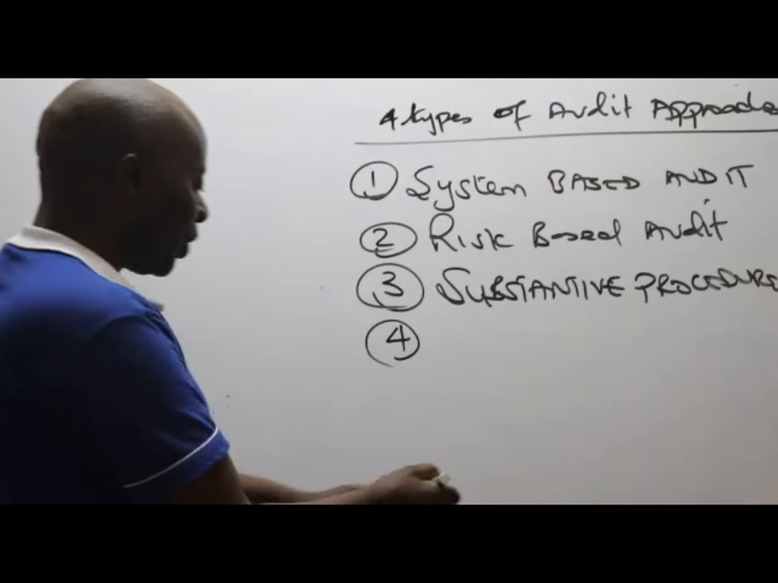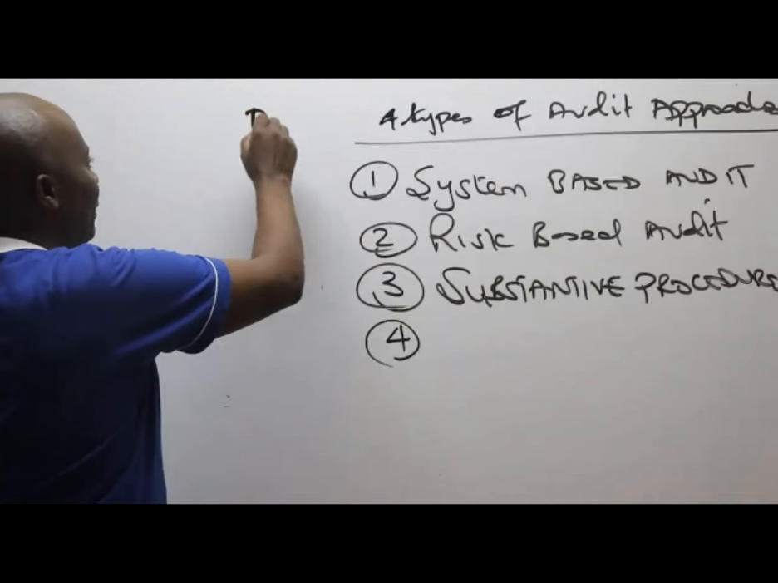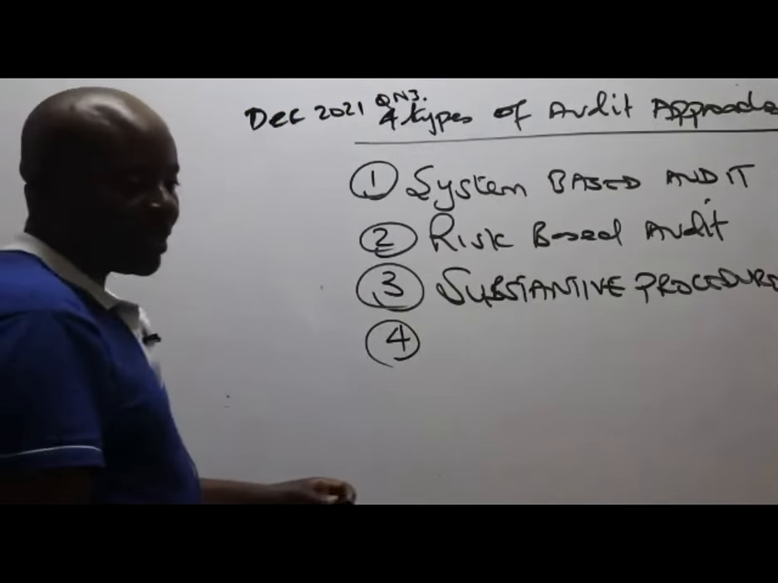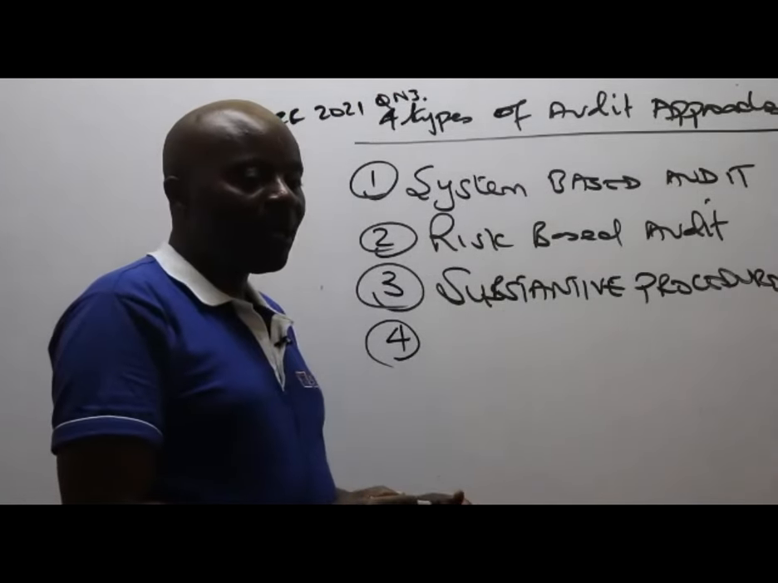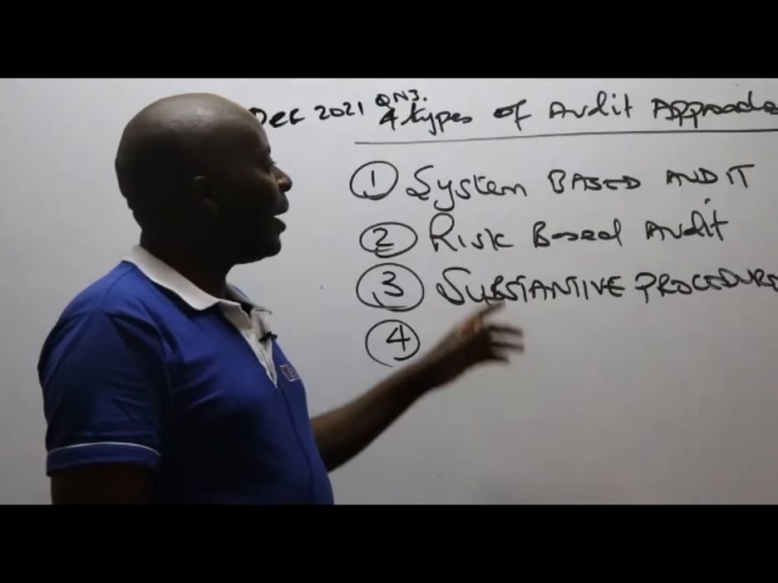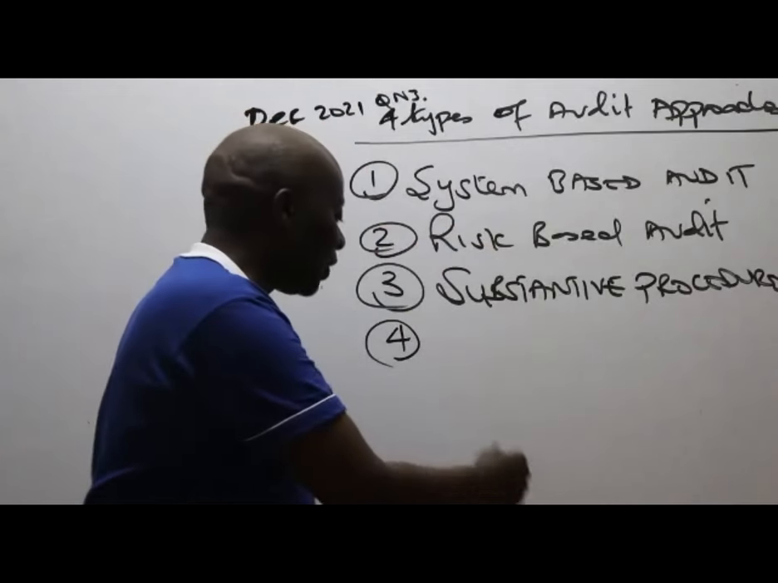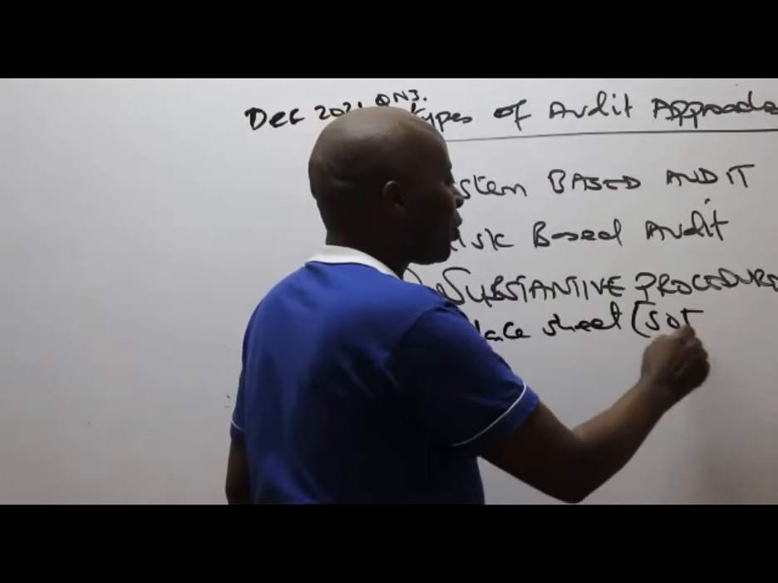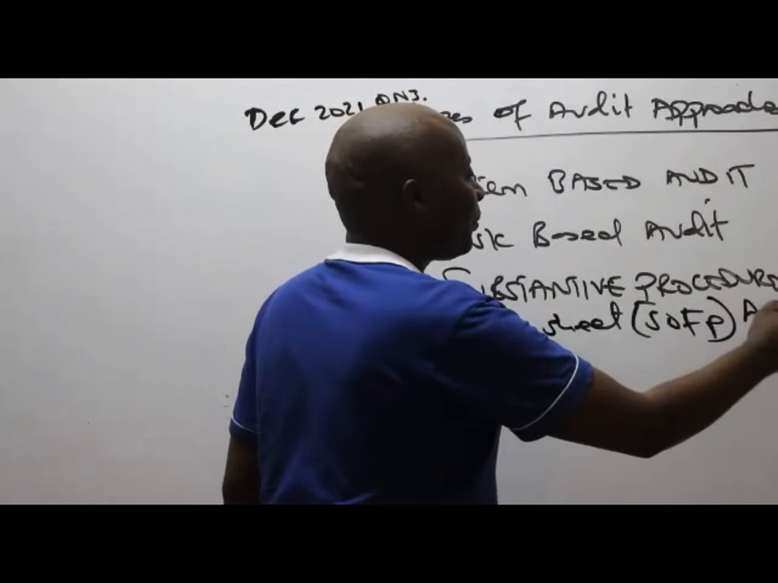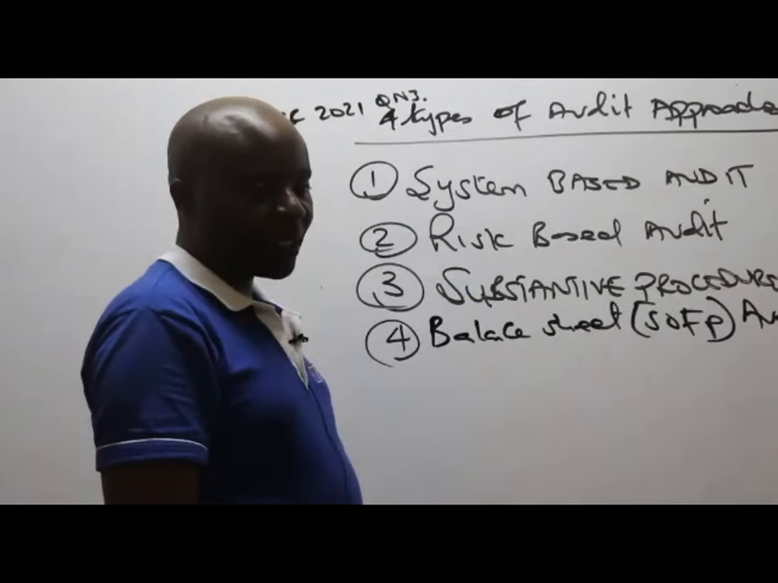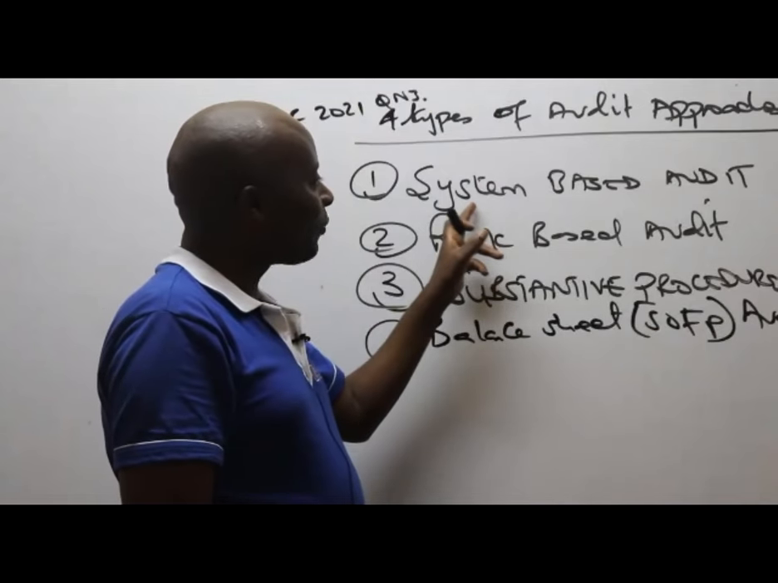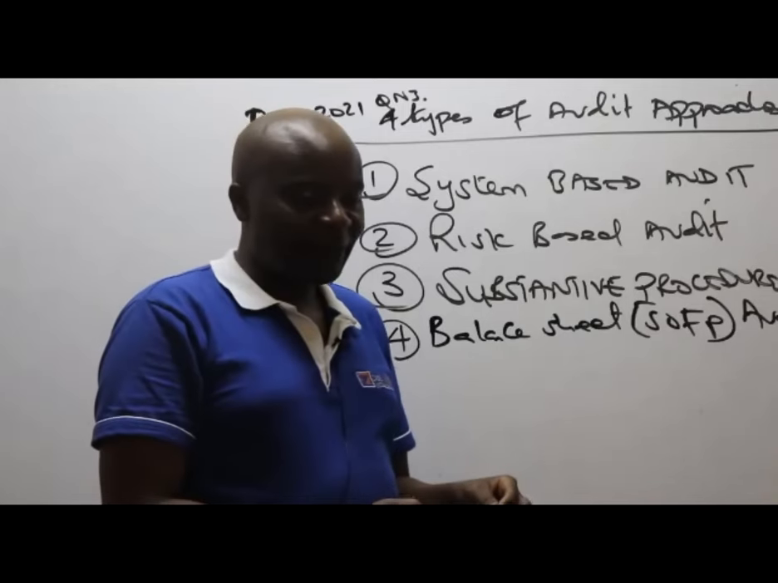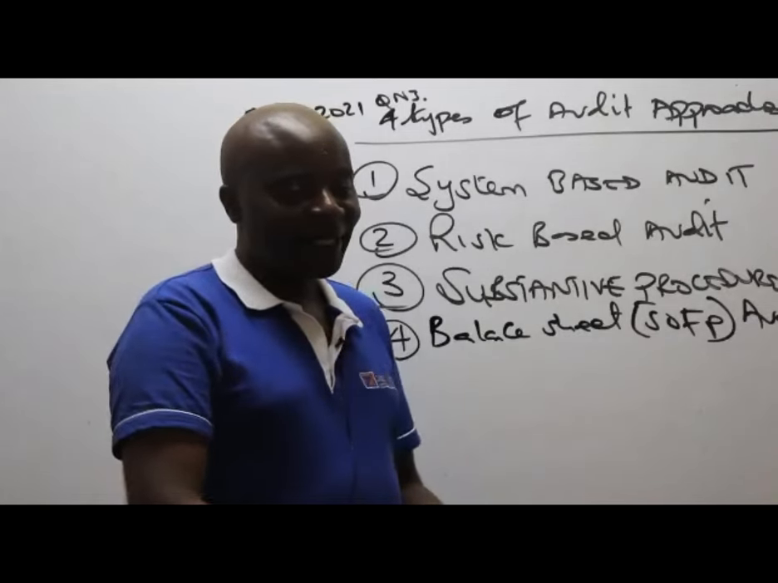So this is December 2021, question number three. Ladies and gentlemen, is there anybody who is able to remember, or rather who can define for us? So the last one is balance sheet, or a statement of financial position audit. So somebody, one sentence for this. What do you understand by system-based audit?